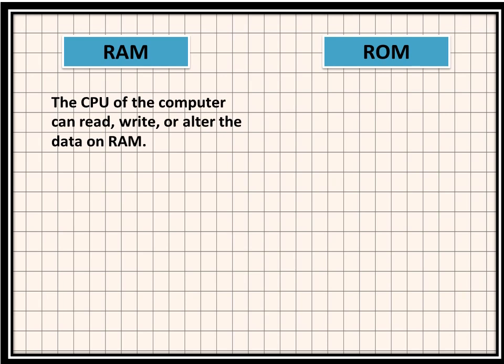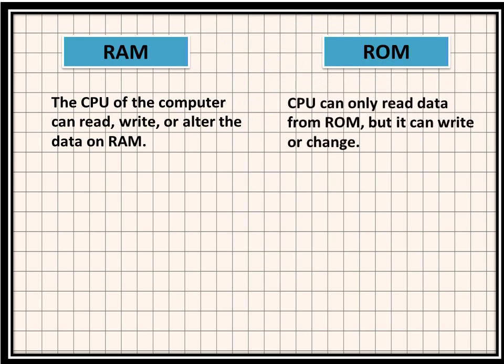The CPU can read from and write to RAM. It can alter the data freely. With ROM, the CPU can only read the data, and in most cases it cannot be changed easily.